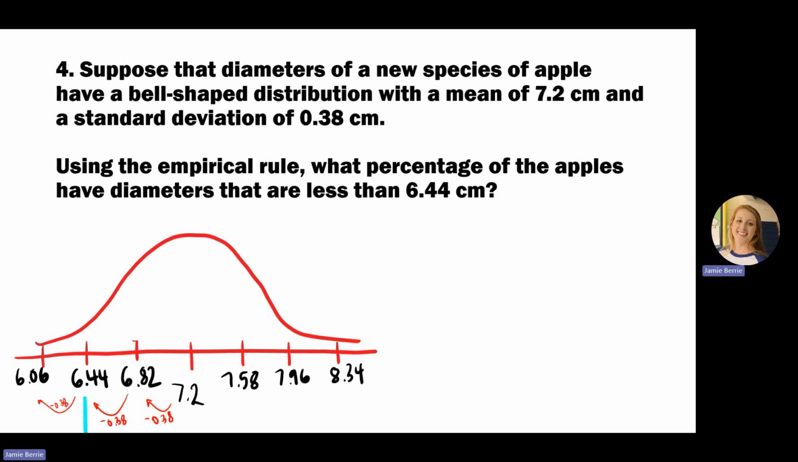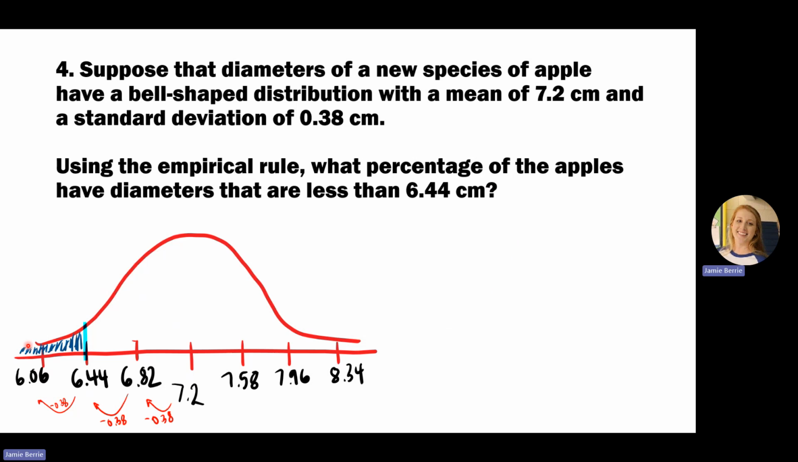Now I'm going to draw a line at 6.44, since that was the number in the problem. This is apples that have diameters that are less than 6.44. That would be everything that's lower than 6.44, so everything to the left of 6.44.